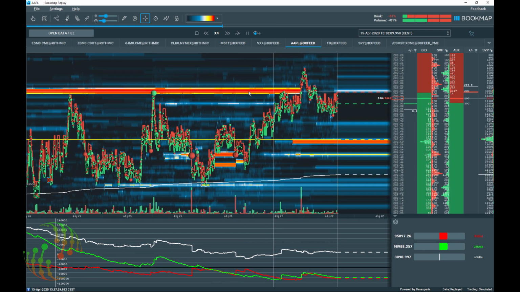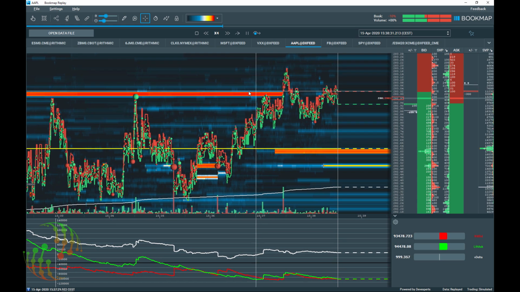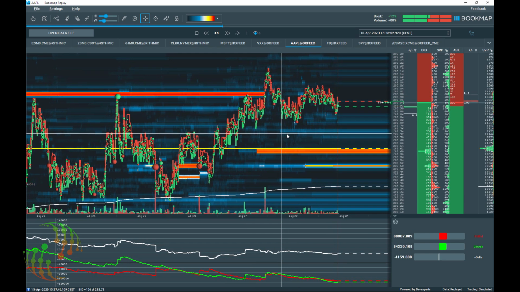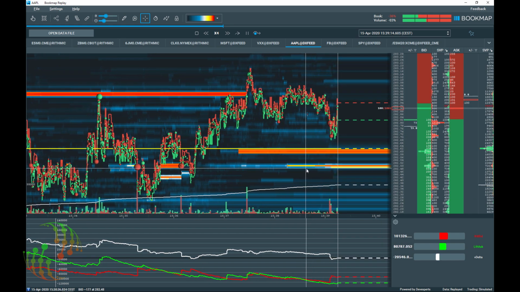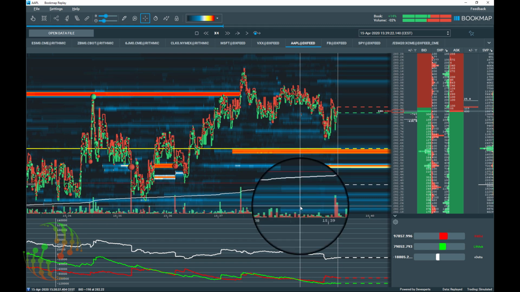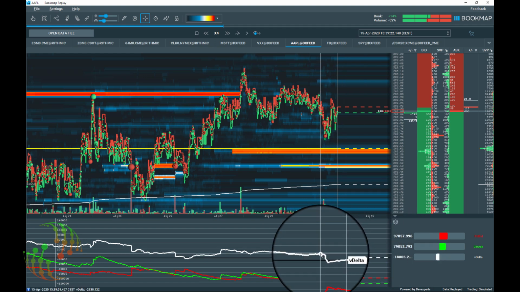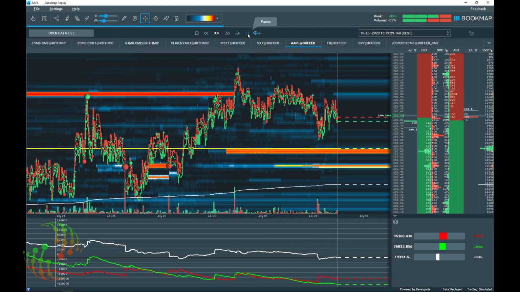Buyers are still dominating Apple. There are still more buyers, but now we have a little bit different picture. That means sellers are overweighting the buyers at this point here, and as you can see, the volume delta is negative. When we see the zero line here, the volume delta becomes negative. Let's see how this works out.